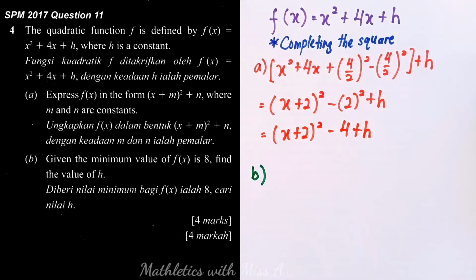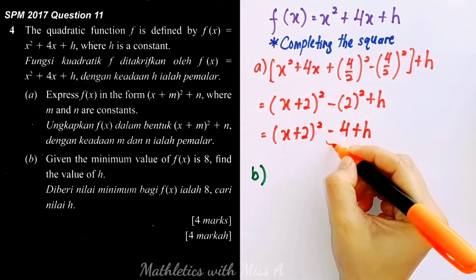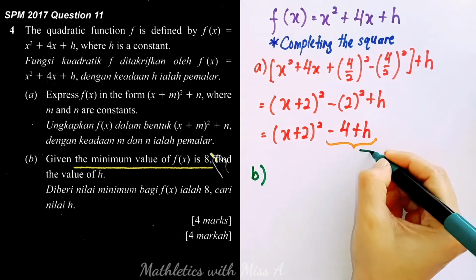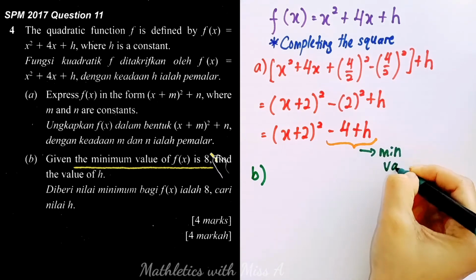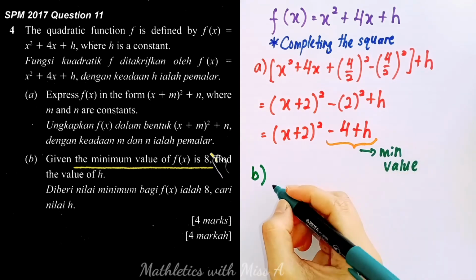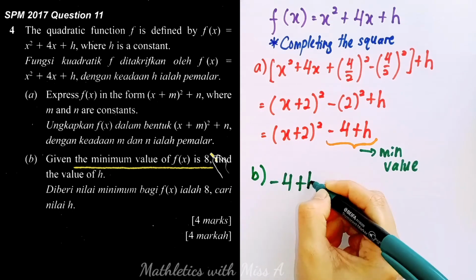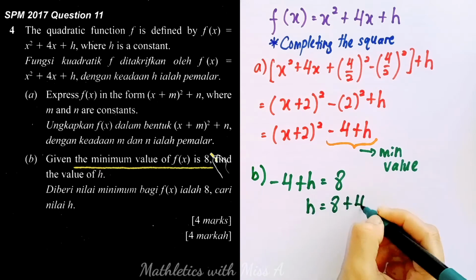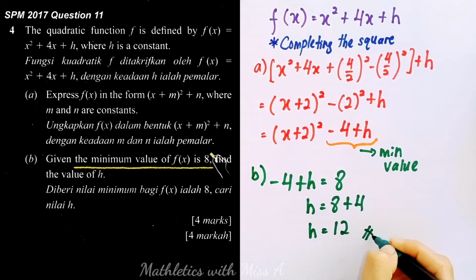B, given the minimum value of f(x) is 8. By using the answer from A, the minimum value is negative 4 plus h equals 8 from the question. So h equals 8 plus 4, so h equals 12.